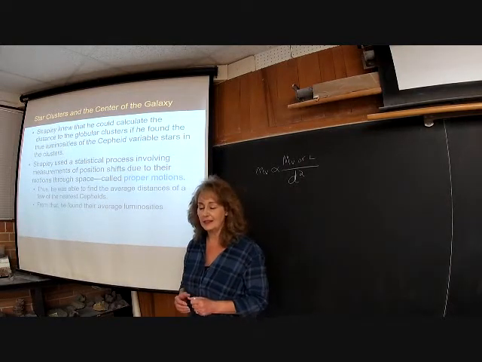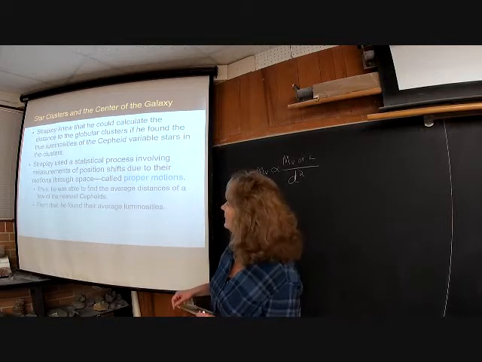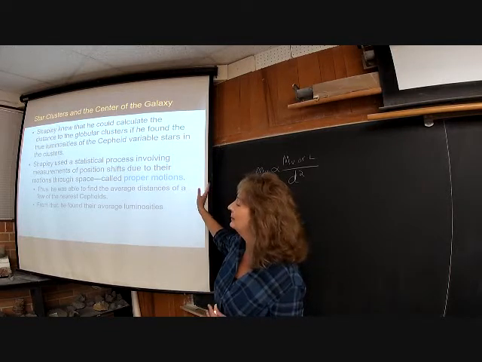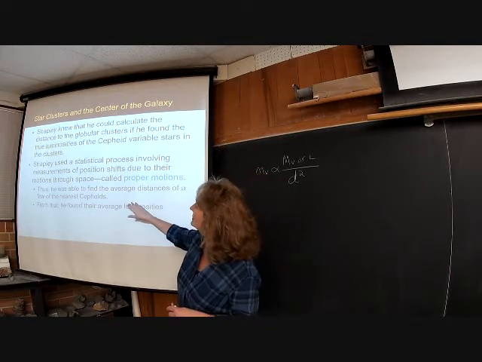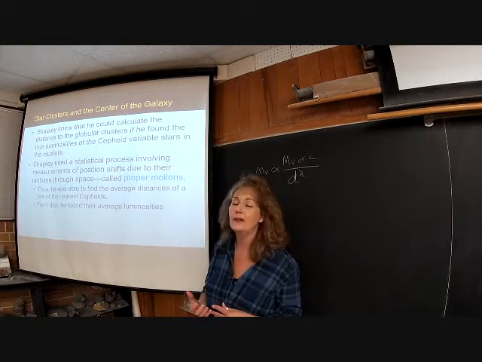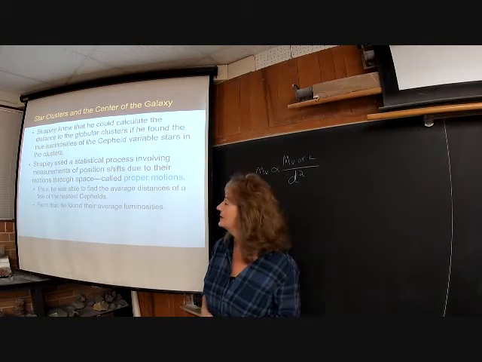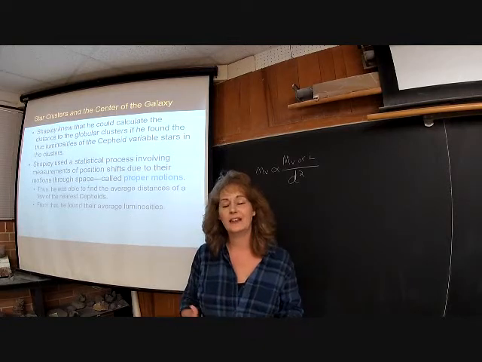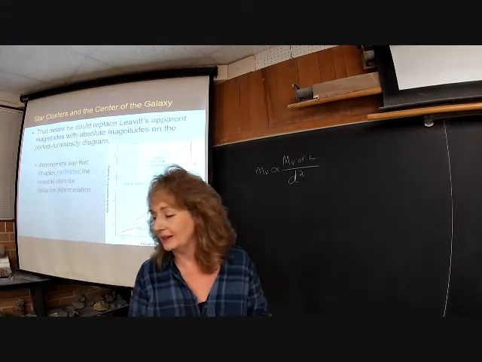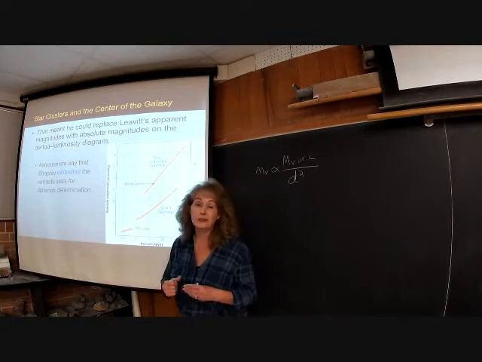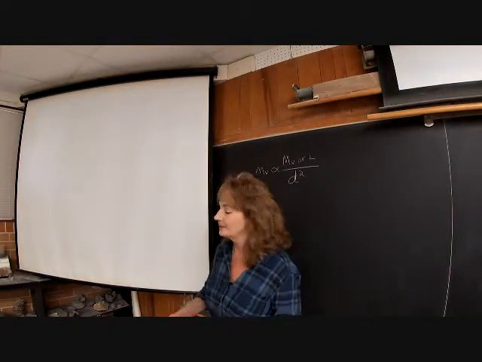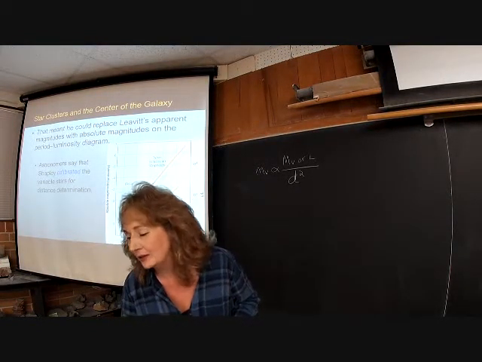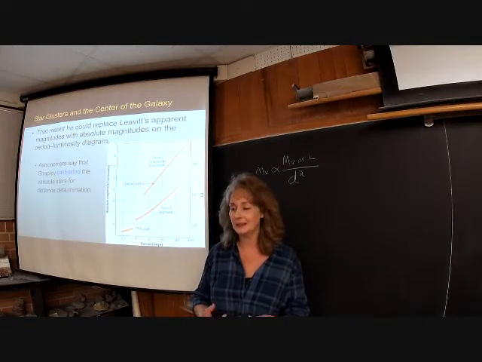Statistically, he was looking at processes involving measurements of the position shifts due to motions through space, called the proper motion. He was able to find the average distances of a few of the nearest Cepheid variable stars, those beacons out there, and he found their average luminosities. So it's said that he calibrated this for variable stars to determine distance. So our next rung on the ladder, variable stars, can be used to determine distance. And that's what he did.